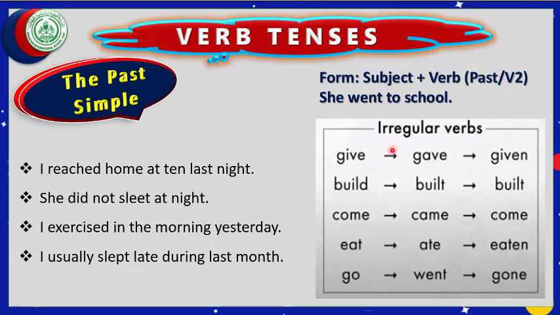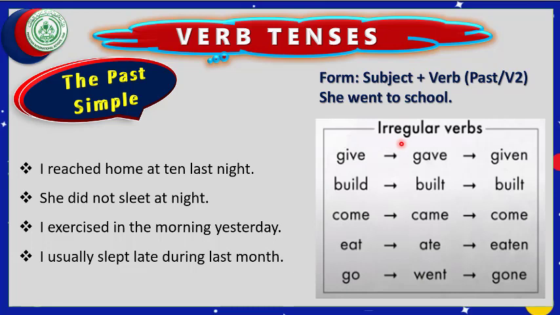Dear students, verbs are of two types. One type is called regular verbs and the other is called irregular verbs. Regular verbs are those whose second form is formed by adding ed. For example, reach, reached.